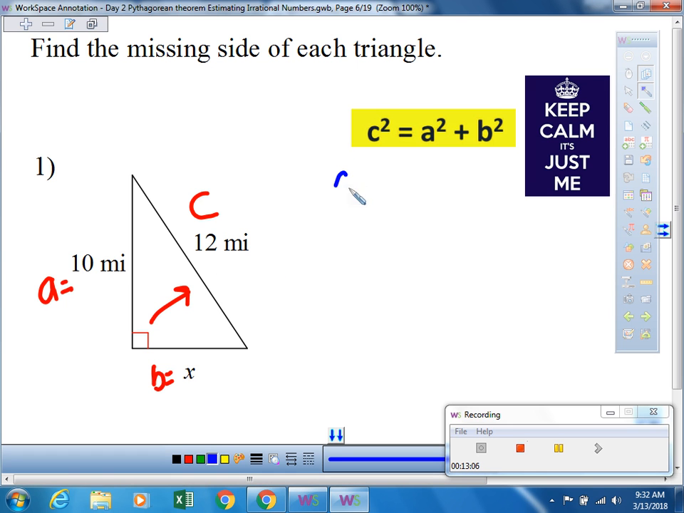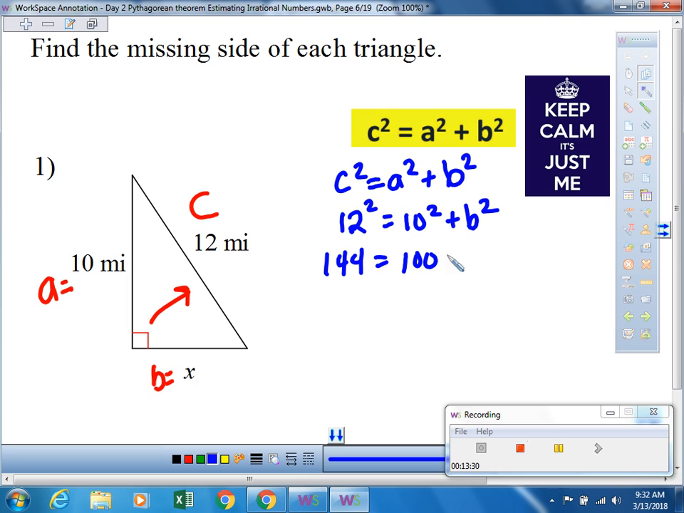So we're going to write our formula. C squared equals A squared plus B squared. And if you write it this way, tomorrow it'll really help you. So we know C squared is 12 squared, equals 10 squared plus our unknown, B squared. So 144 equals 100 plus B squared. How do we solve for B squared? Subtract 100, and I get 44 equals B squared.